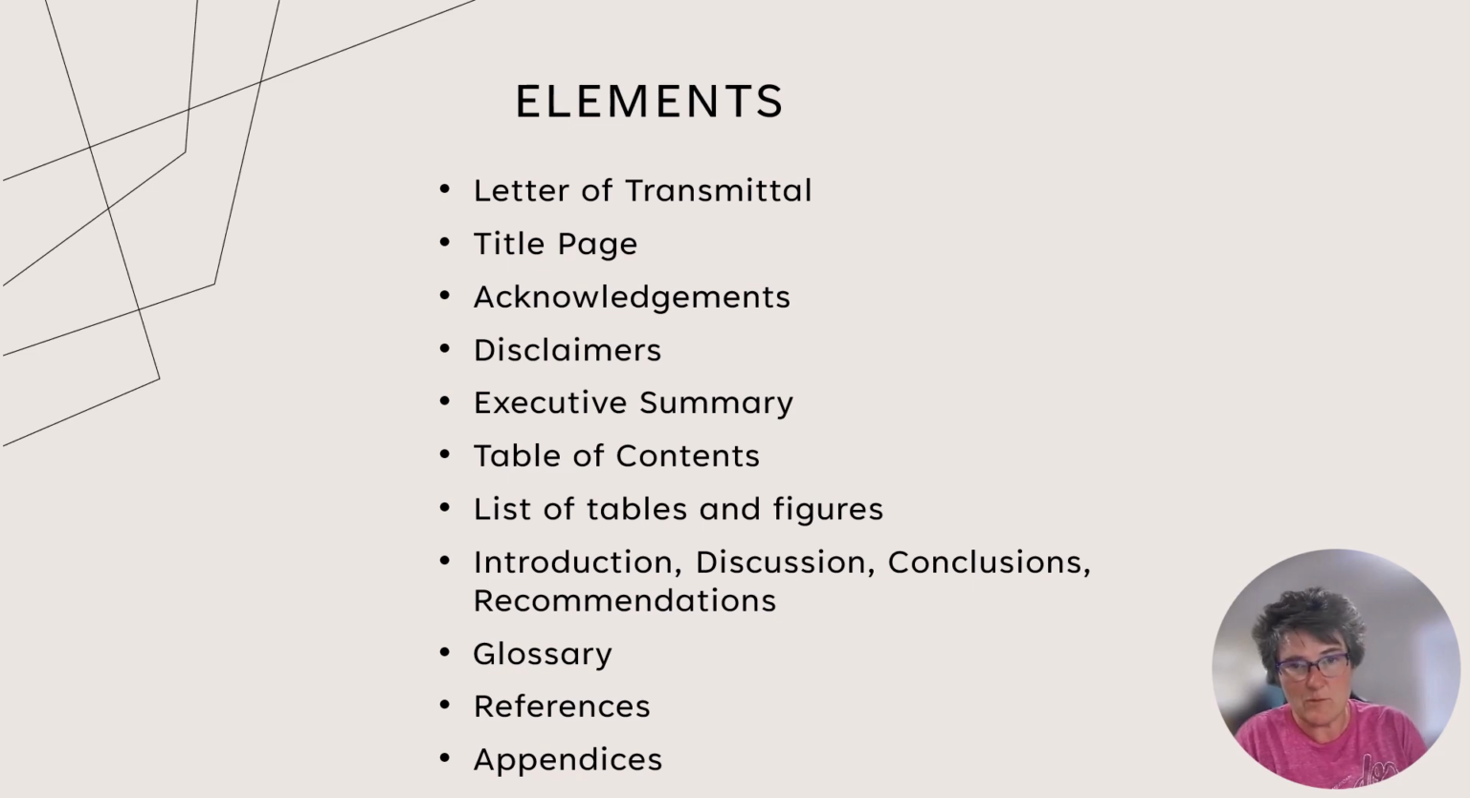An executive summary goes fifth. A table of contents goes sixth. List of tables and figures goes seventh. And then you have your actual, like the bulk of it, your introduction, discussion, conclusions, recommendations. Then you have a glossary. Then you have references. And then you have appendices.